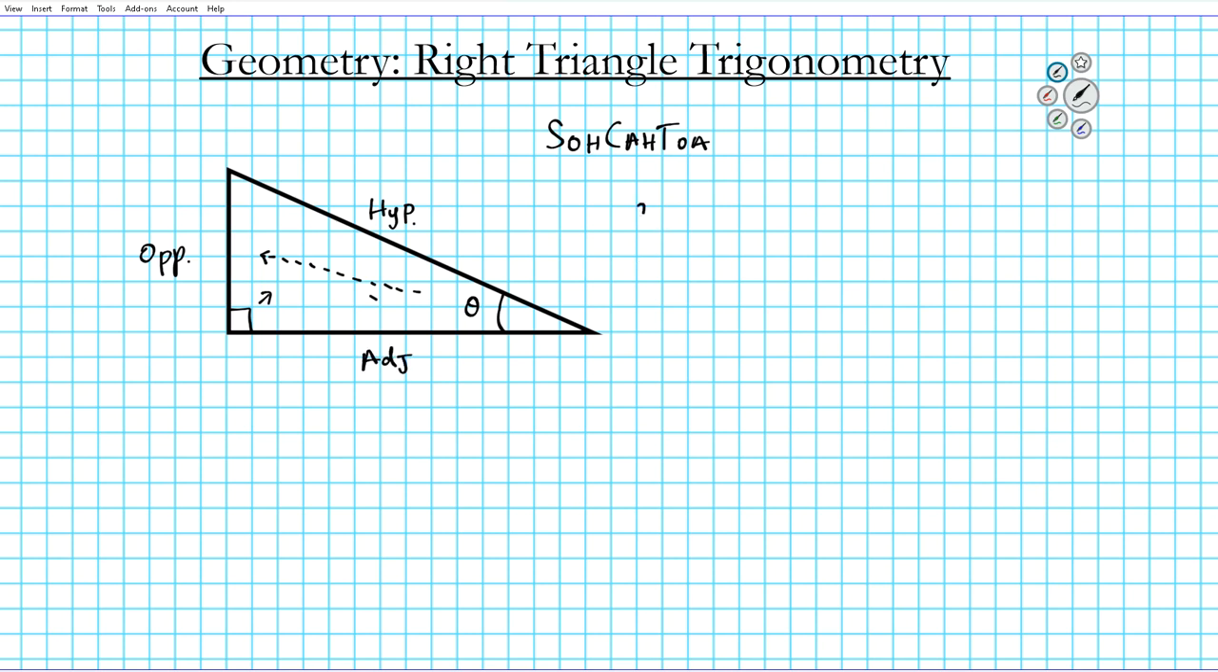Okay? So the first three letters tell us that sine of the specified reference angle theta is equal to opposite over hypotenuse. Okay? So the O in SohCahToa represents opposite, and the H represents hypotenuse. All right, and then next is C-A-H. So cosine theta. A represents adjacent, H represents hypotenuse. So that means cosine of this reference angle right here is adjacent over hypotenuse.